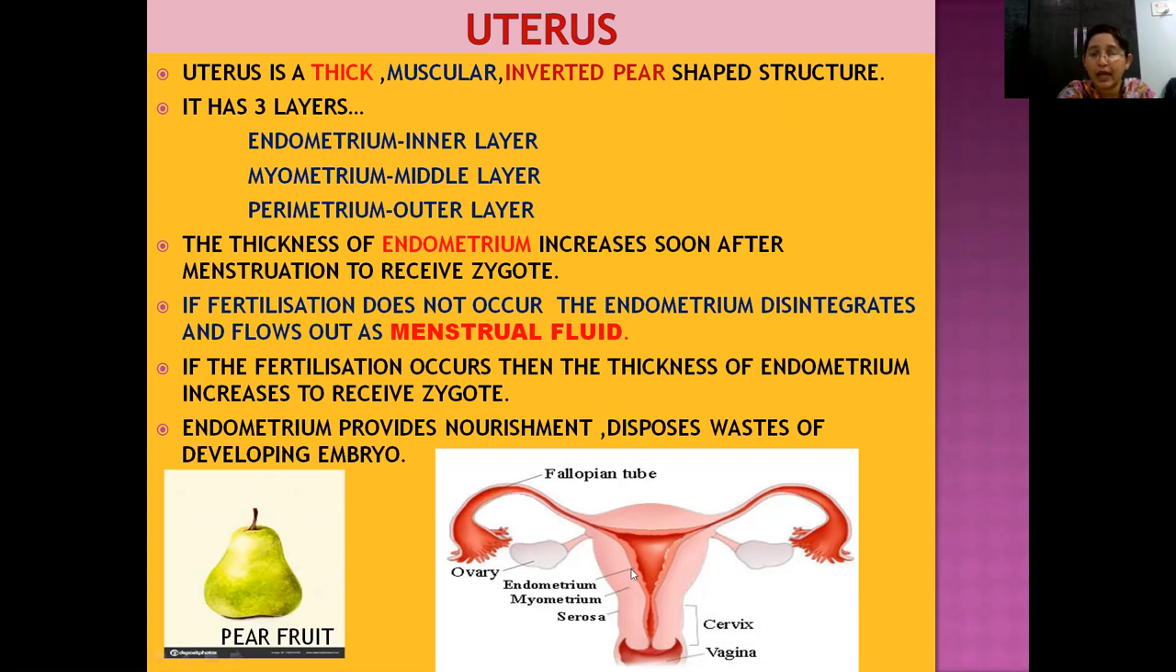And the uterus has three layers. See, this inner layer is called the endometrium. This middle layer is called the myometrium. And the outer layer is called the perimetrium. These are the three layers found in the uterus. And see here, children, this inner layer is the most important one. The thickness of the endometrium increases soon after the menstruation to receive the zygote.